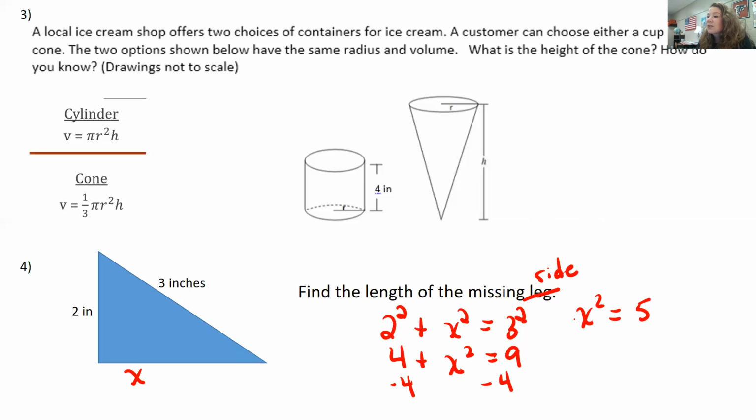And then how do we find x? I'm going to take the square root of both sides. So you could say the length of that leg is the square root of 5, or based on the directions, it could ask you to round to the nearest tenths. So you would say that it's about 2.34 inches. That leg is about 2.34 inches.